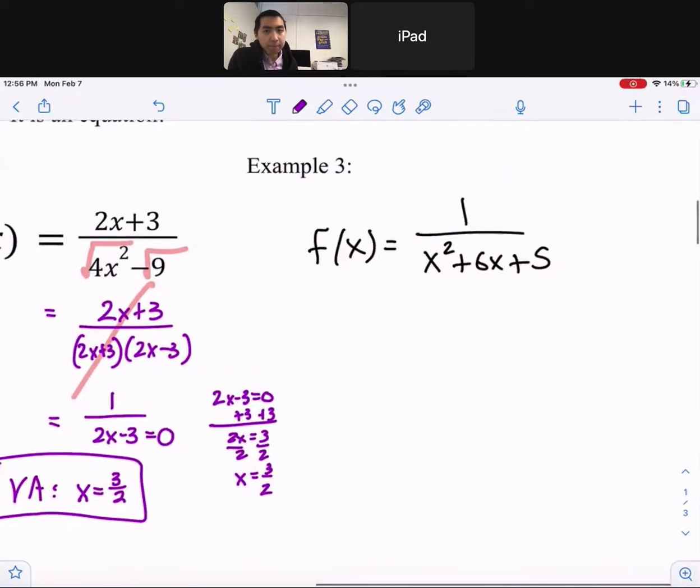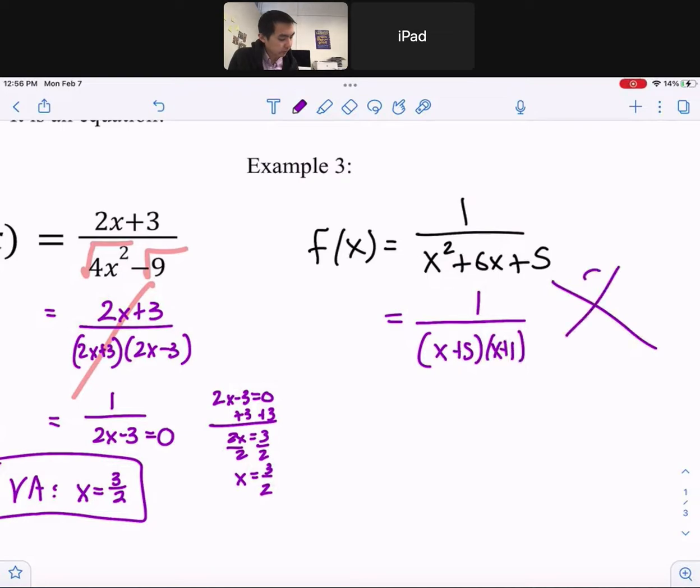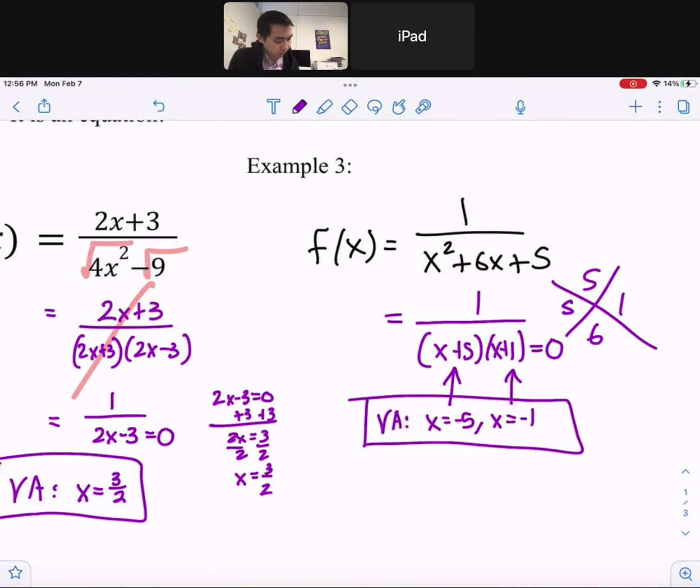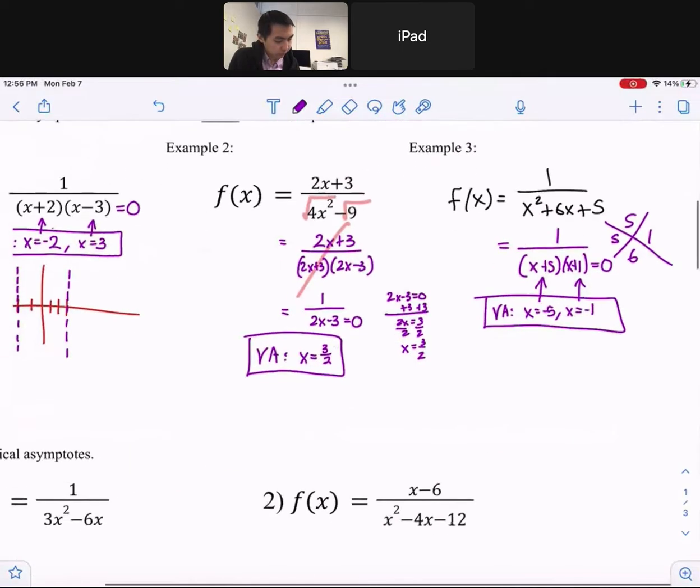Example 3, factor out everything. x plus 5 times x plus 1, that's doing your x method. Then we set the denominator equal to 0. So x will equal -5 for that one, and x will equal -1 for that one. And again, I should have done it for the other one too.